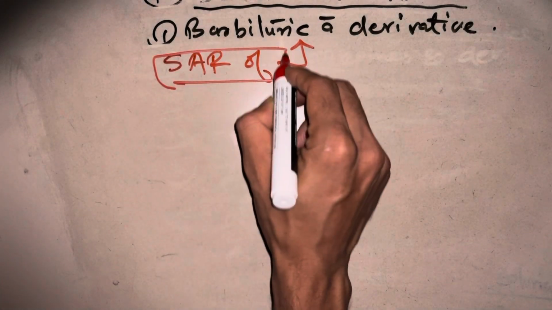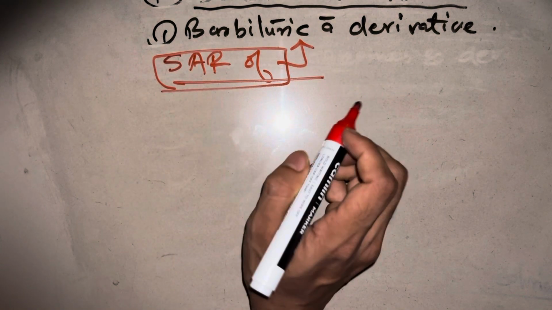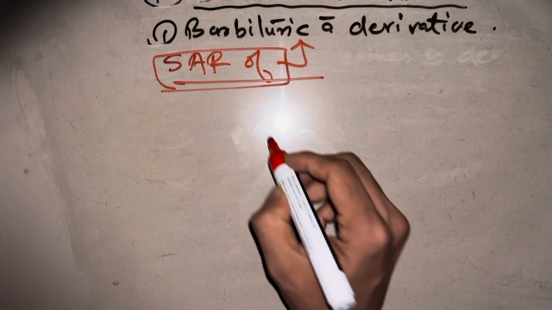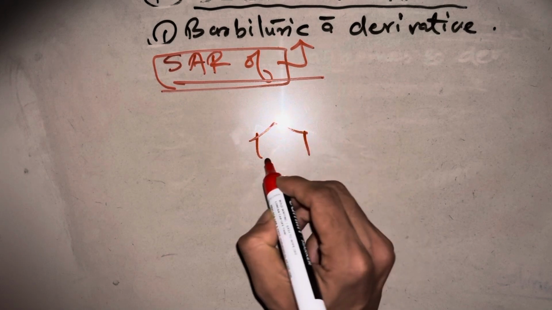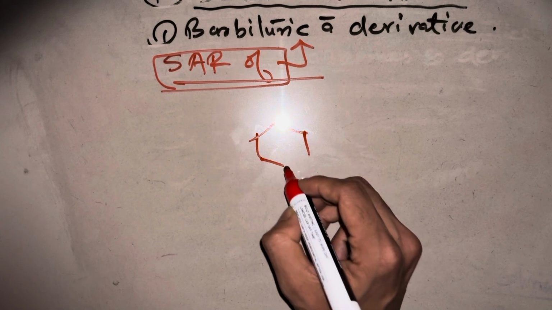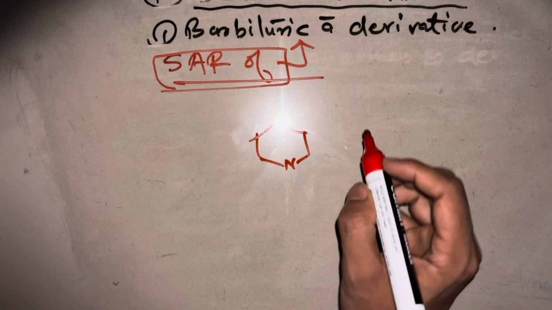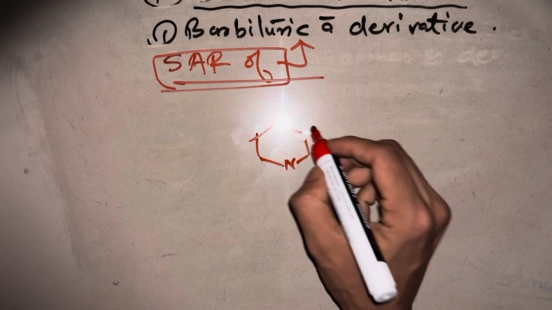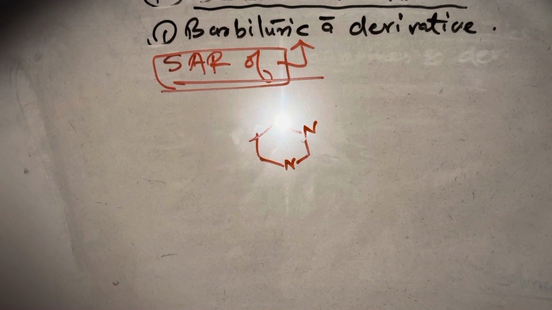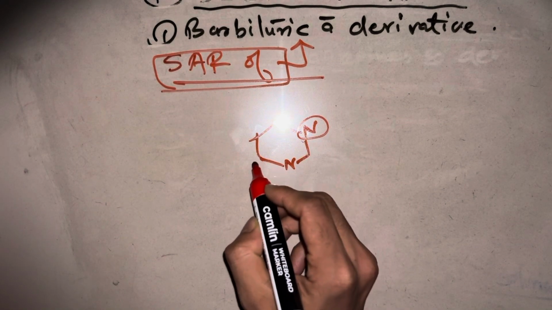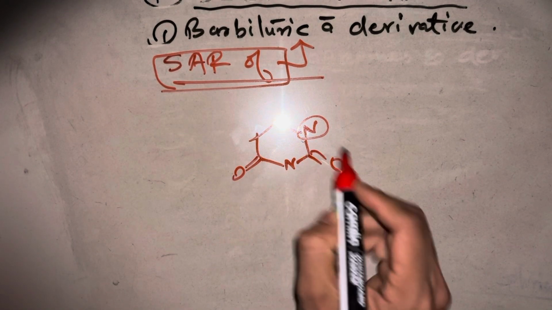This is very, very important SAR. So before going to learn about SAR, first of all, we have to know the structure. So what is the structure of barbituric acid or barbiturate? In this, you have to remember that two nitrogen and three ketone groups will be present.